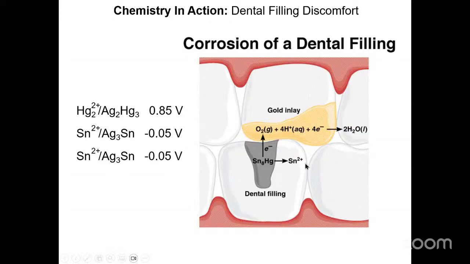Well, that tooth has been removed since then, so I don't have any issues with that anymore. But this is just one example of how what we have learned would apply to this particular situation. And these are basically the potential values for the different types of reductions that are taking place when it comes to these reactions, all right? Okay, and that's basically it for this chapter.